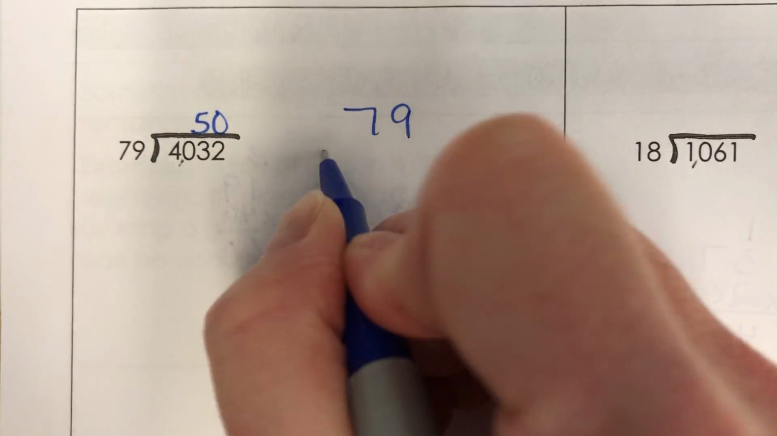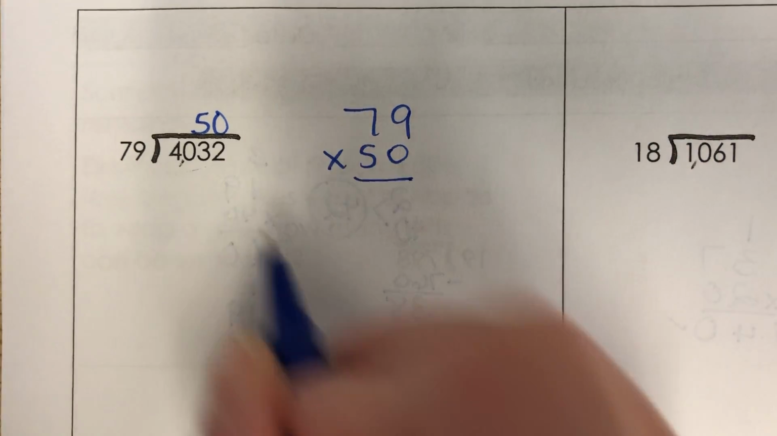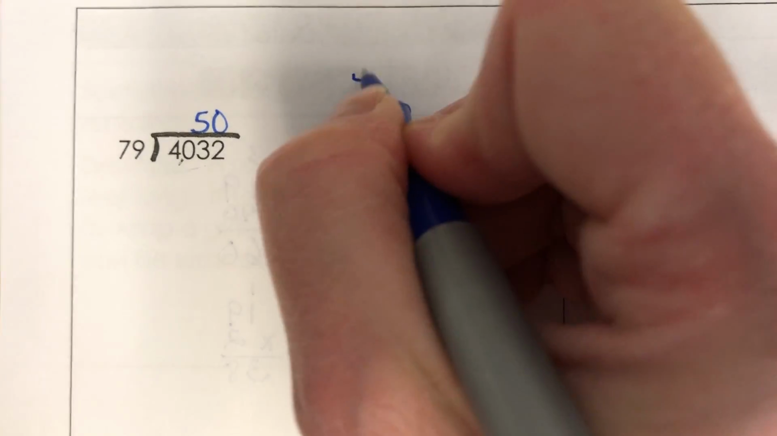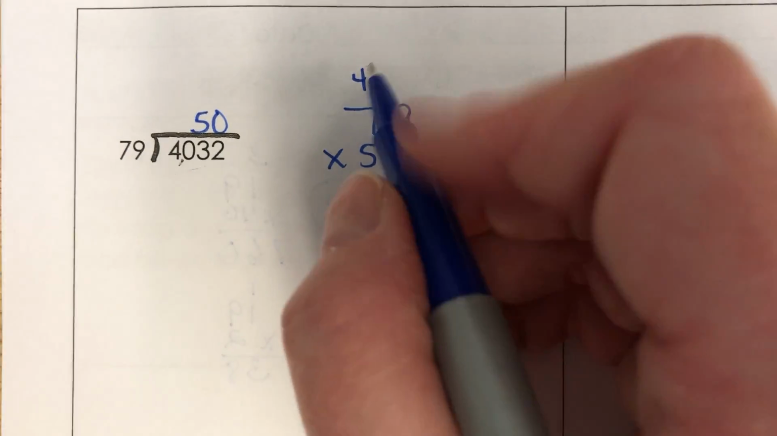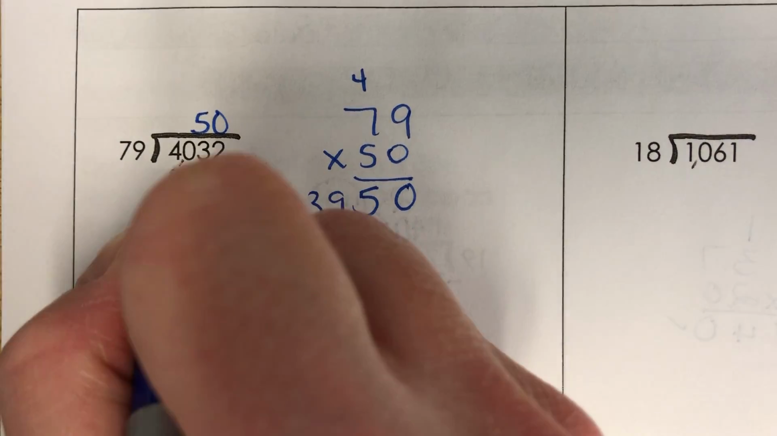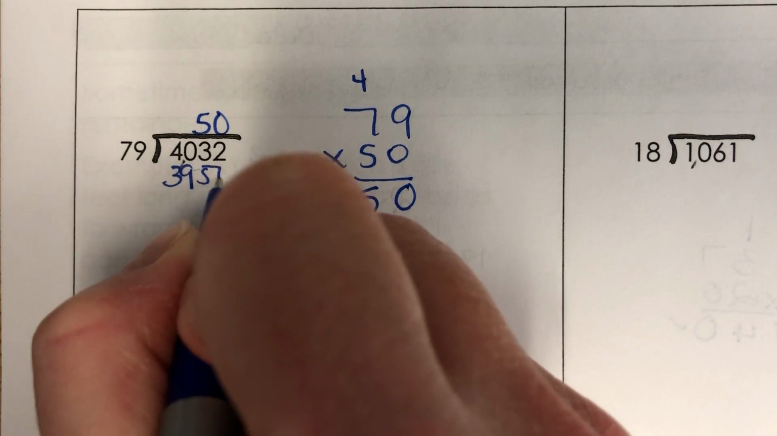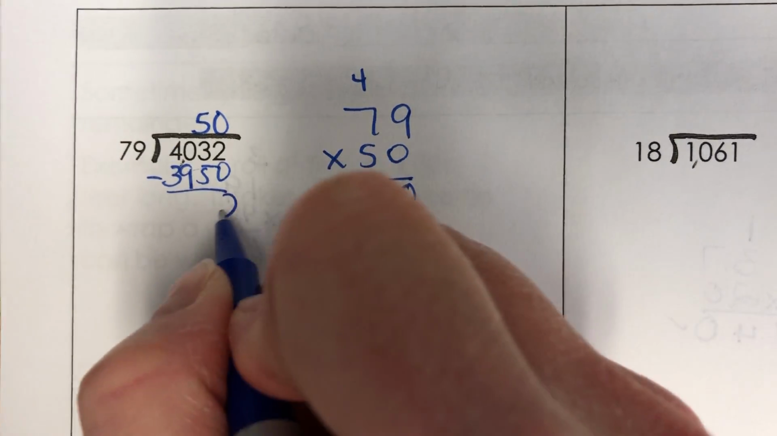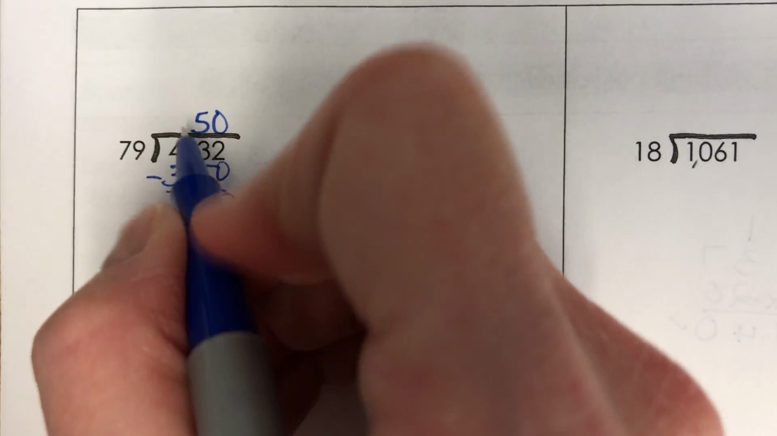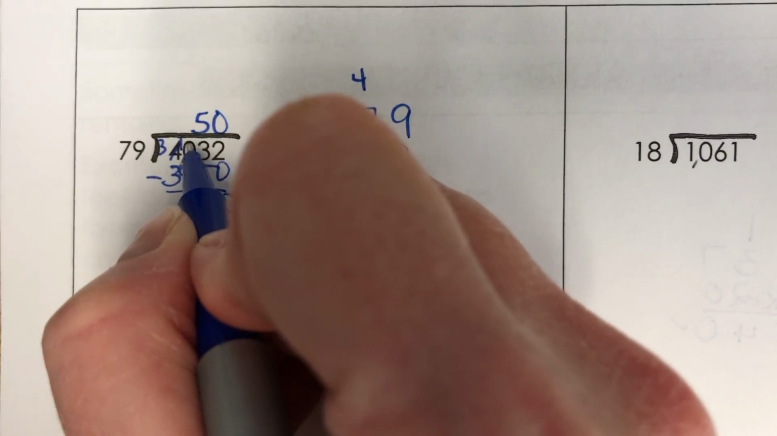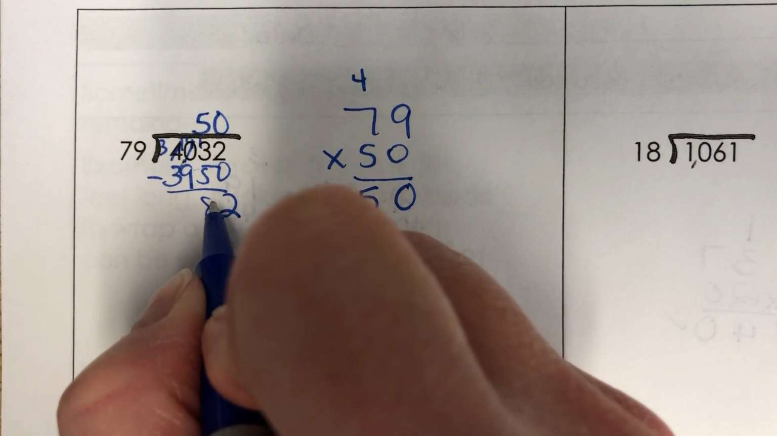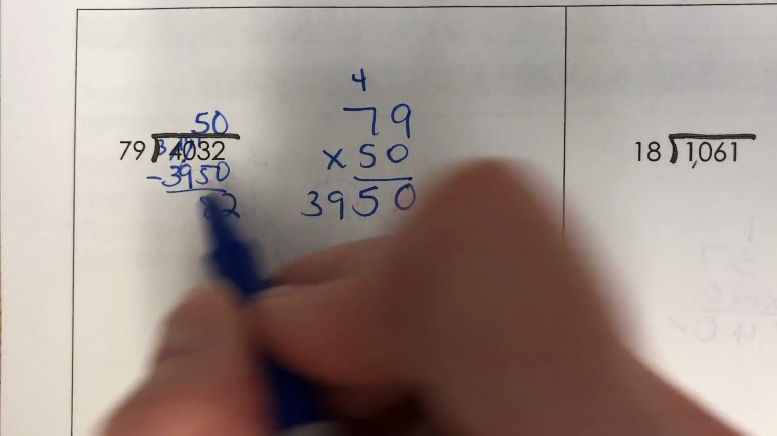So 79 times 50, because I have to know what to write underneath. I'm going to put my 0. 9 times 5 is 45. 7 times 5 is 35, plus 4 is 39. So we'll write this underneath, 39, 50, and we just need to subtract to see how much is left. 2 minus 0 is 2. We're going to need to borrow now. So 4, 3, and this was a 10, now it's a 9. And 13 minus 5 is 8. And 9 minus 9 is 0, and 3 minus 3 is 0.